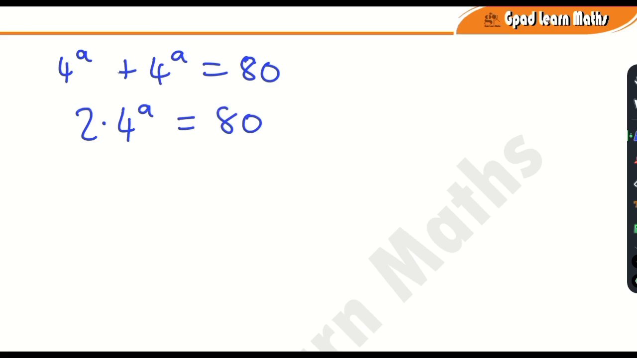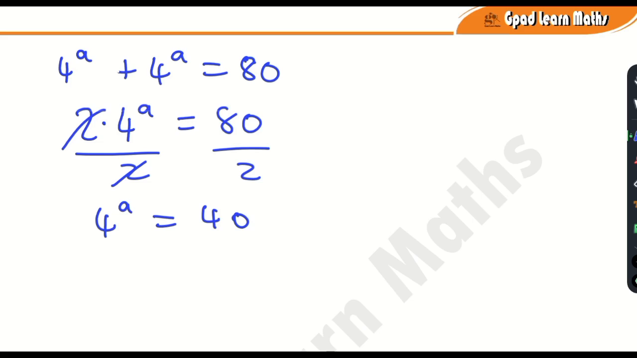Now the next thing to do is to divide both sides by 2 to get rid of 2 from the left hand side. So divide both sides by 2. 2 divides 2, you have 4 raised to the power a, which is equal to 40. Now what do you think we should do next? We need to drop this exponent of a here. To do that, we have to take a logarithm of both sides.